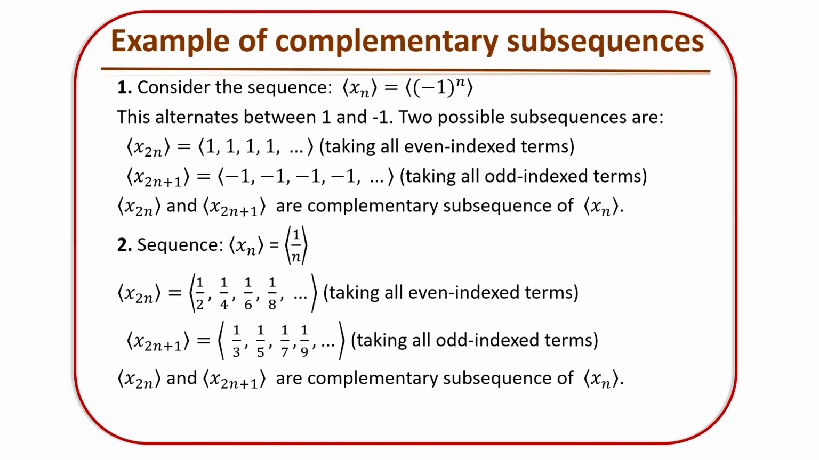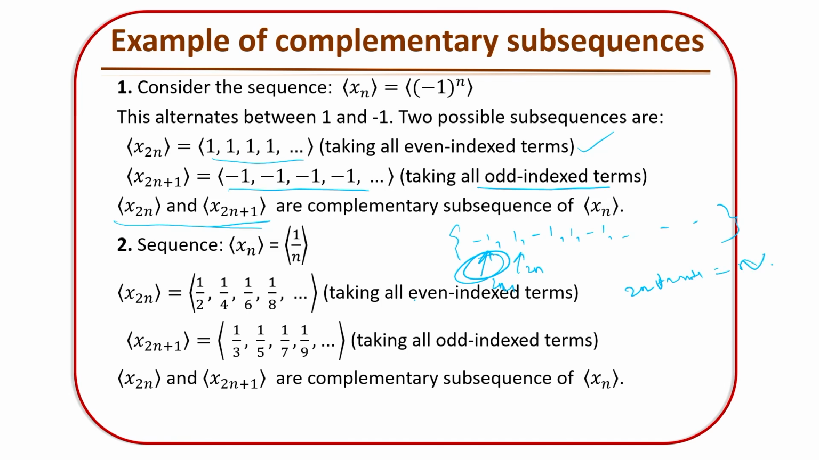Examples of complementary subsequences: we have seen the example (-1)^n, in which the odd positions and even positions have -1 and 1 respectively. So -1 are the odd index terms and 1 are the even index terms. And look at these sequences, right. So this index is let's say 2n plus 1, and this is the 2n index, right. So these two make the whole natural numbers. The union of 2n and 2n plus 1 makes the whole natural numbers, and that's why both become complementary subsequences of the sequence x_n equal to (-1)^n.